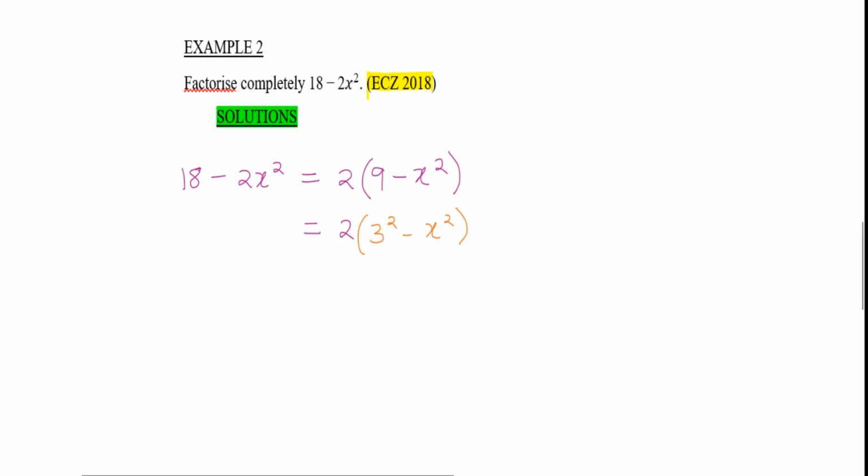So the square root of 9 is just 3, and the square root of x squared is x, close the brackets. The other pair of brackets will have 3 plus x. So what you are looking at here is a combination of factorization and then a difference of two squares from the brackets here. This one will be our answer.